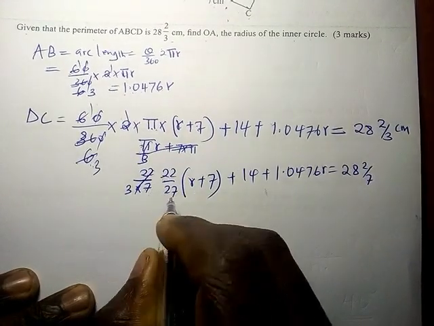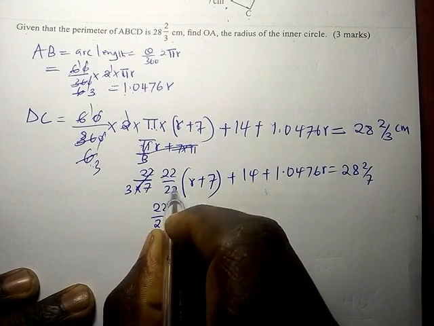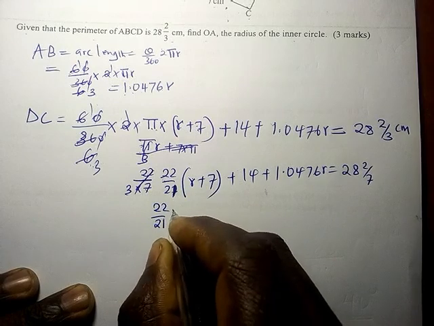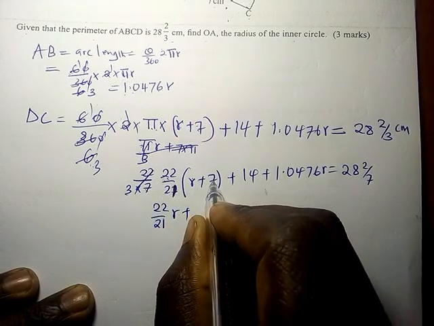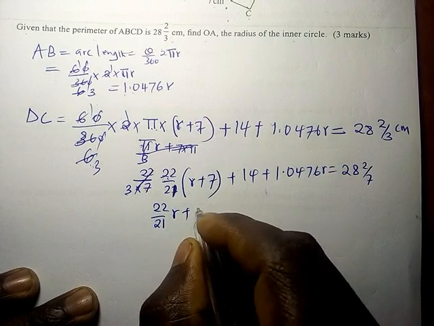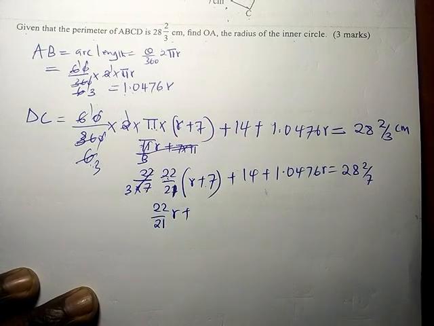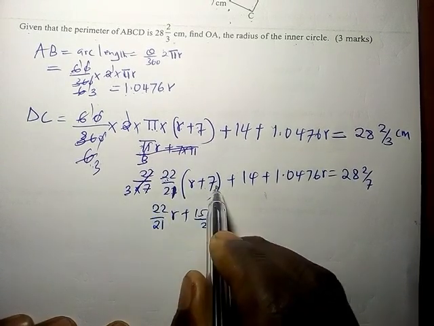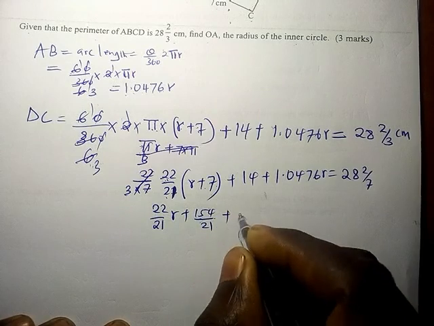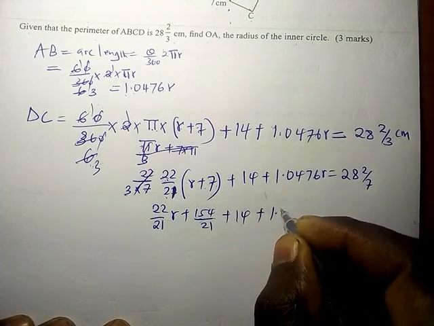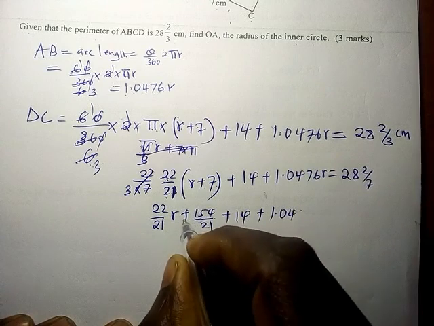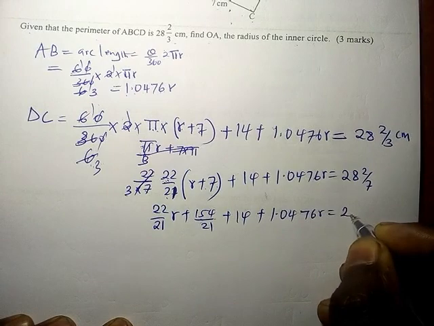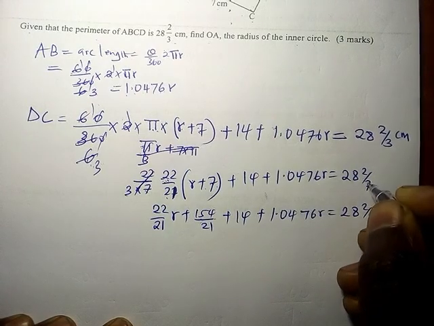So let us open this one. We will have 22 over 21 r, since 7 times 3 is 21. Plus this times this: 22 times 7 is 154, divided by 21, and then plus 14 plus 1.0476r equals 28 and 2/3.